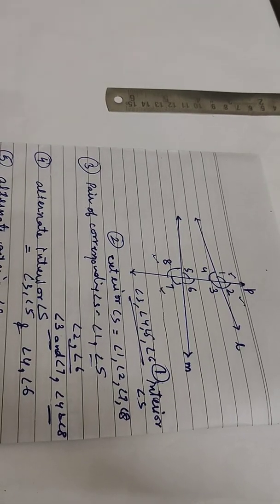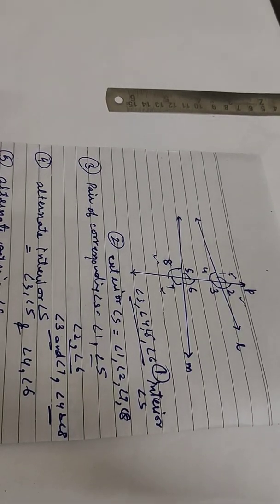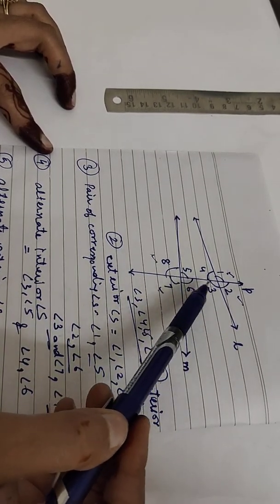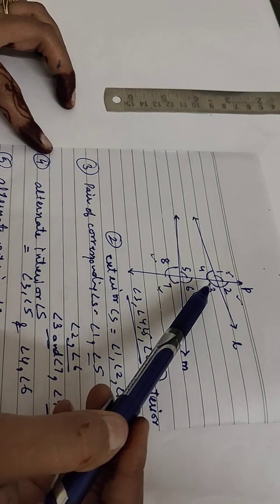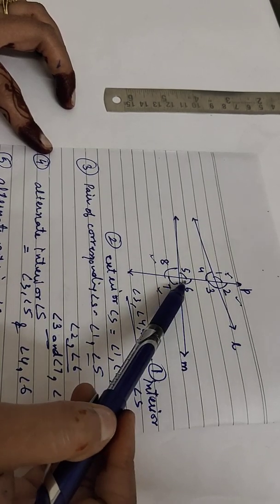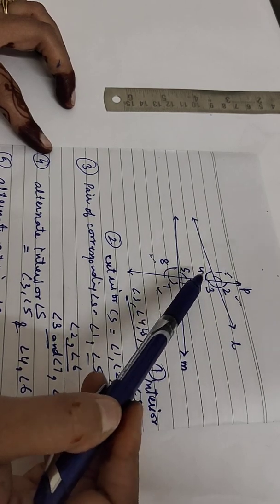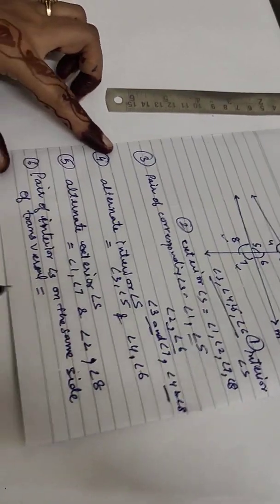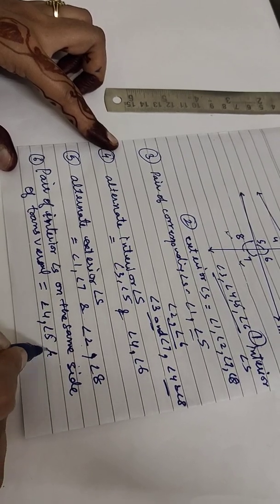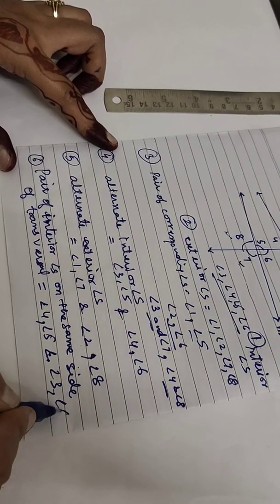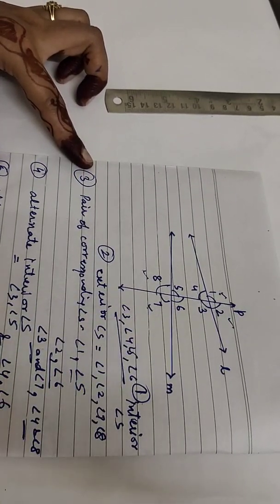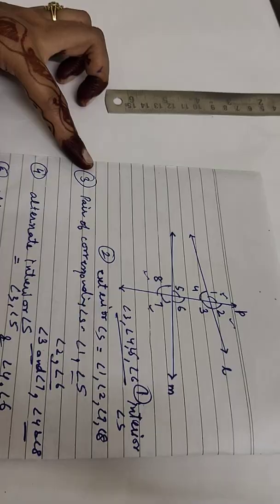Now, pair of interior angles on the same side of the transversal. So what are the pair of interior angles on the same side of the transversal? That is angle 3 and angle 6. They are interior and also on the same side of the transversal. And angle 4 and angle 5. So we can write angle 4 and angle 5, and the second pair is angle 3 and angle 6. So they are the pairs of interior angles on the same side of the transversal.